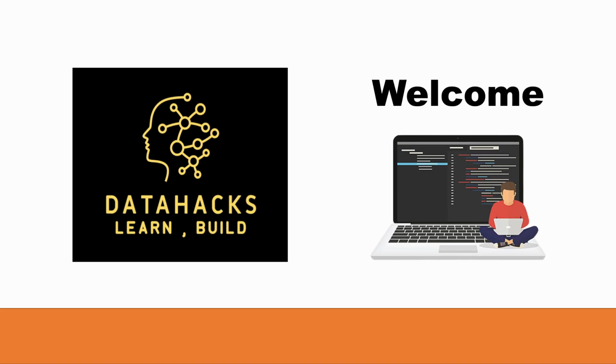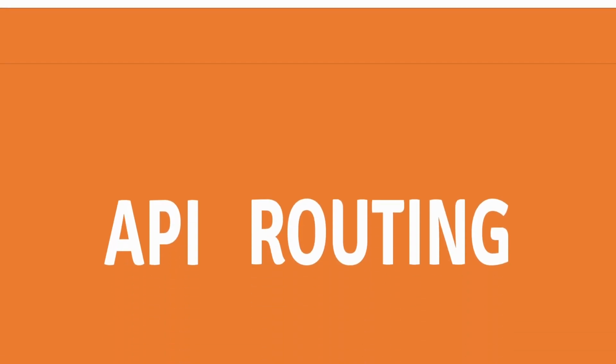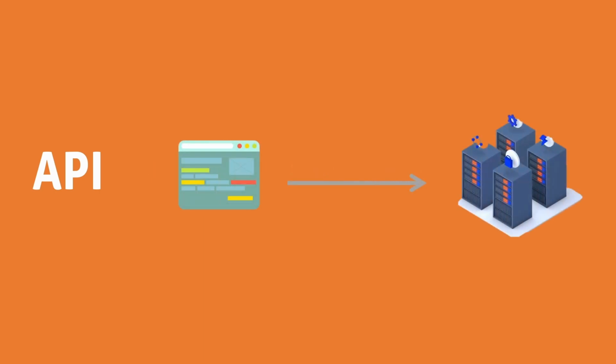Now we are in the 25th video of the Next.js series. In this video, I'm going to explain API routing. API is nothing but application programming interface. It is used to establish communication between two devices. For example, a browser will communicate with the server and make a request to the server. In response, the server will provide the response to the client or browser.